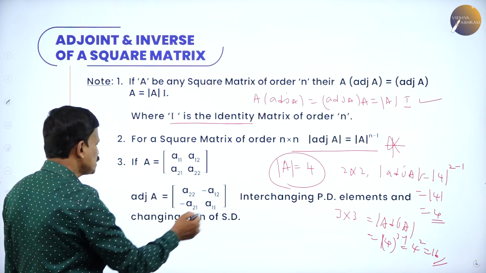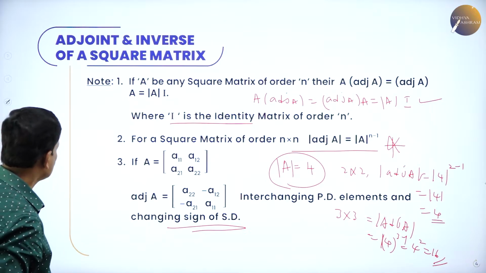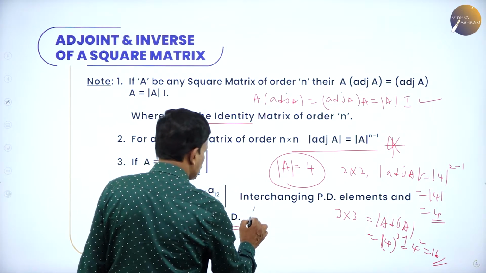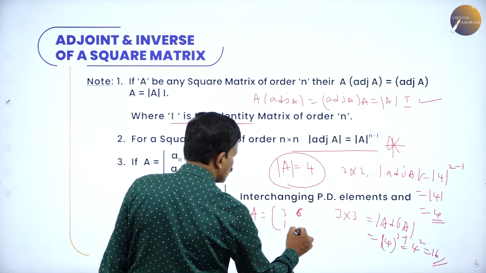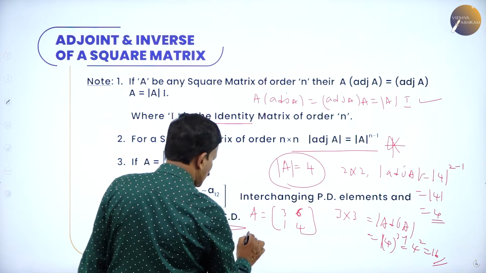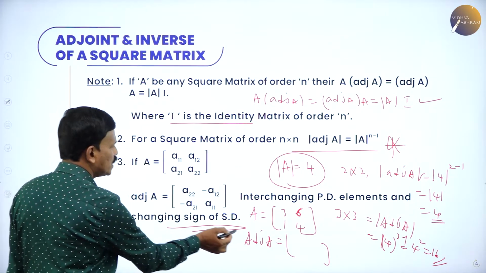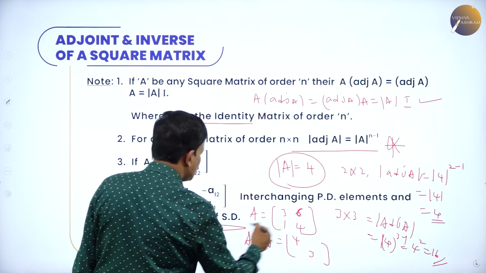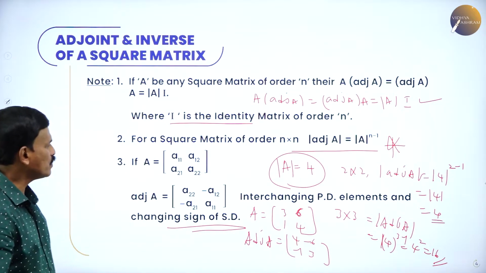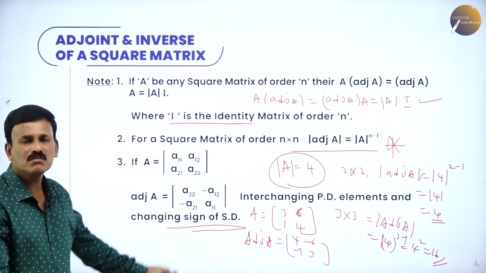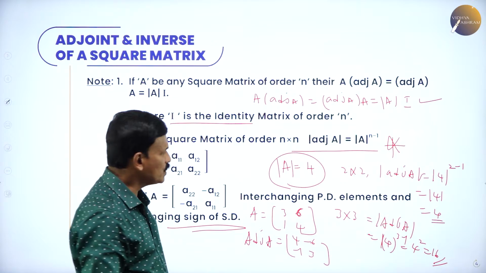Interchanging the principal diagonal elements and changing the signs of the secondary diagonal elements will give the adjoint. So, let us take for example, if A is equal to [3, 5; 1, 4]... then the adjoint of this A, just according to this, interchanging the diagonals 4 and 3, changing the signs for the secondary diagonals minus 5 and minus 1, will give the adjoint of this matrix. These are the properties for adjoint of a square matrix.